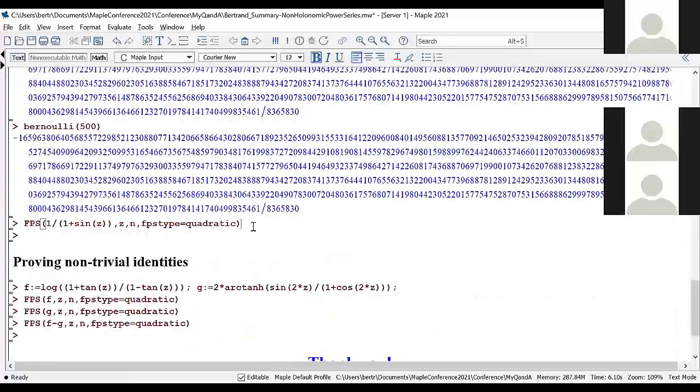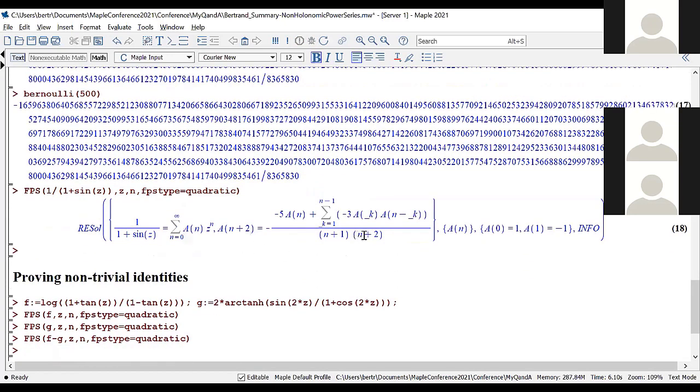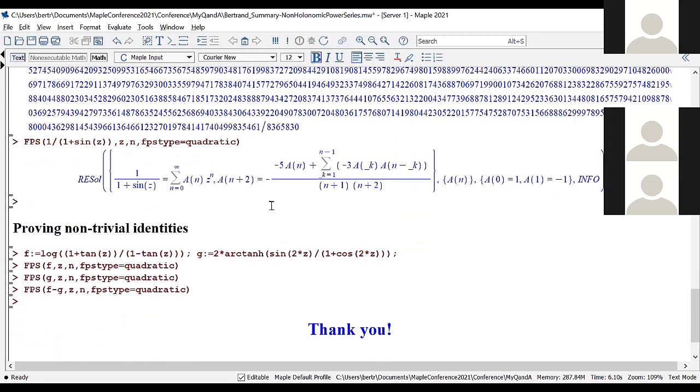So this is another example of representation of power series. As this function is not holonomic, but we can find a representation for this power series, and this can be used to compute truncated series of any order for this power series. So our code is also able to prove non-trivial identities, because since there are non-holonomic expressions, trying to prove identities involving such functions is kind of difficult in general.